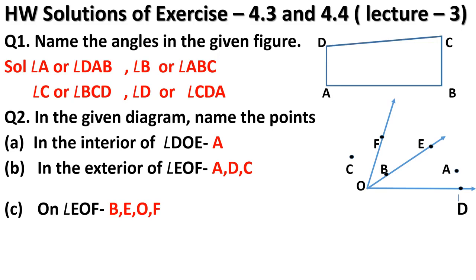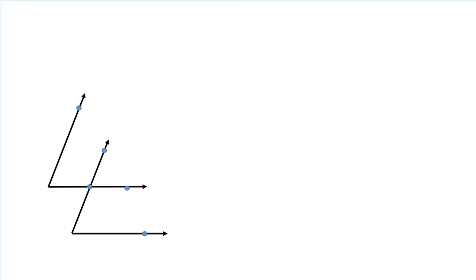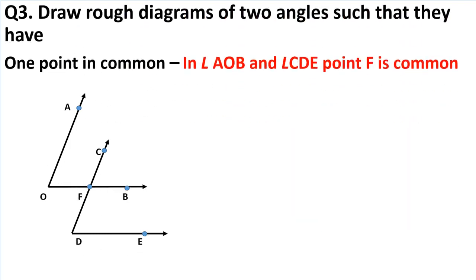Now this question is very important. I think some of you have a problem in doing this question. Okay, so now listen to this question very carefully and understand it. Draw rough diagrams of two angles such that they have one point in common. You have to make the diagram of two angles in such a way that they have one point in common.